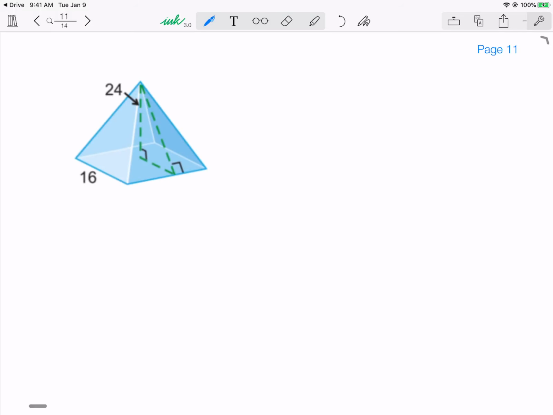All right, so we've got a pyramid. It's not giving me this dimension over here, so I'm going to assume that it's square. I should see congruency marks, but we're just going to roll with it. So we've got a square base. So the area of that base is simply 16 squared, which is 256. And there's no units, so I'm just going to write u squared for units squared.